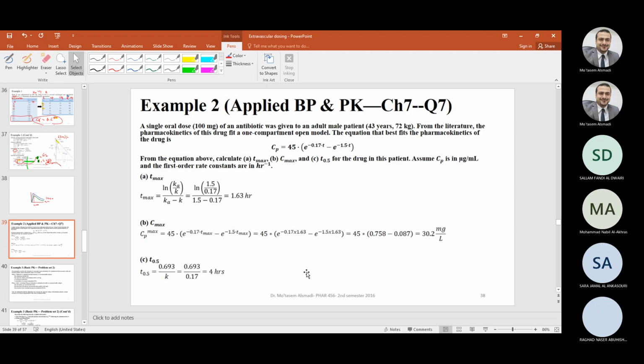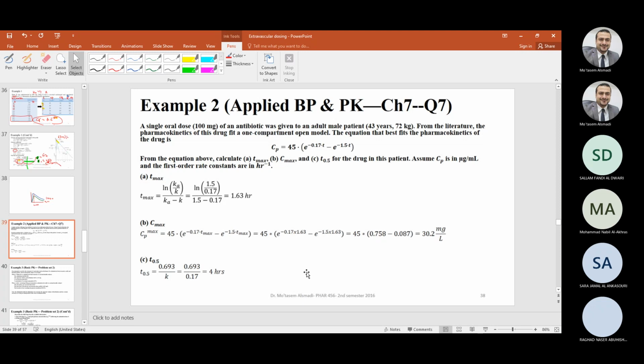The equation that best fits the pharmacokinetics of the drug is this equation. Cp is equal to 45 multiplied with e to the power minus 0.17 t minus e to the power minus 0.15 multiplied with t, with time. This is the equation. Now this is the equation from a dose of what? 100 milligrams.